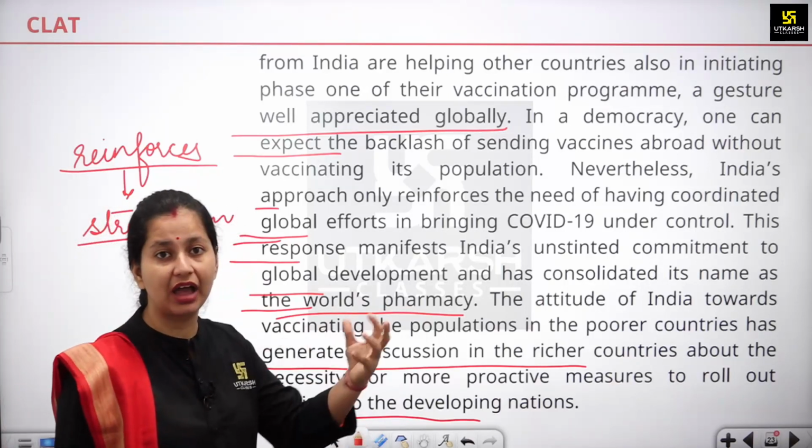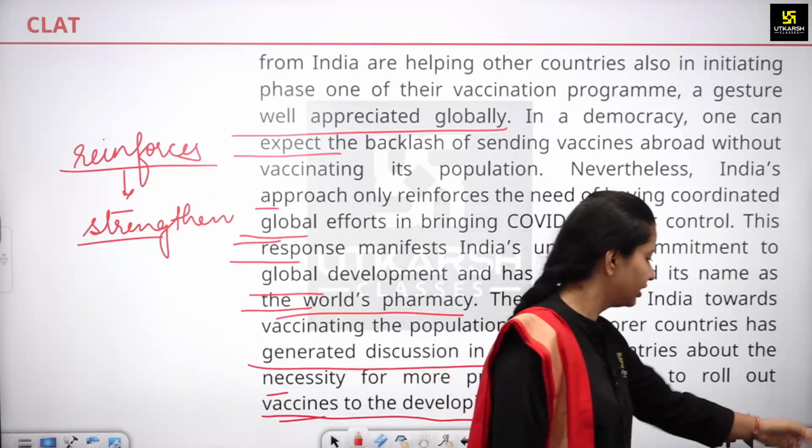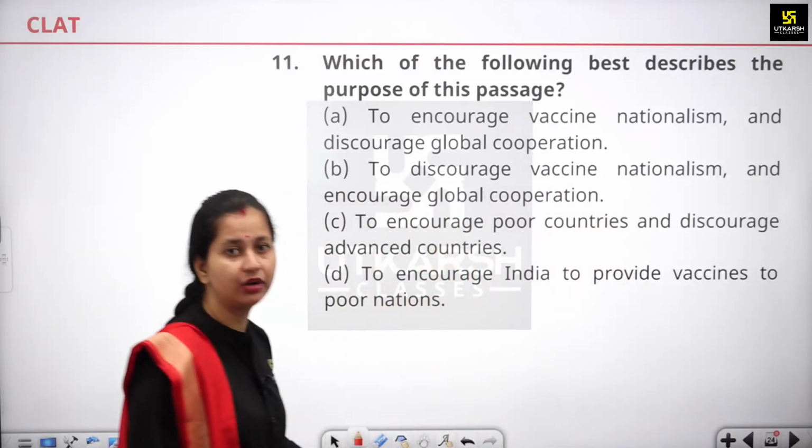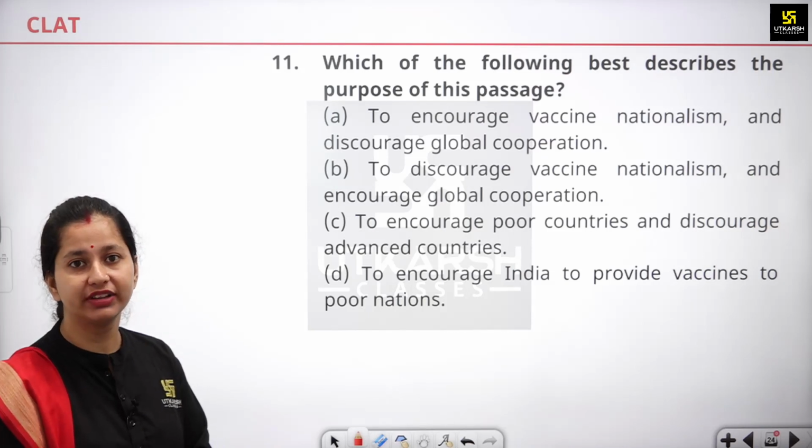It means to give out, to grant the vaccines to the developing nations also. So this was the whole passage about the vaccination program that was going on. So just solving the questions that follow.